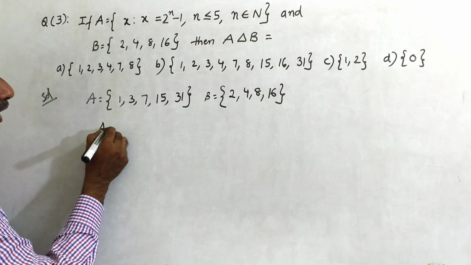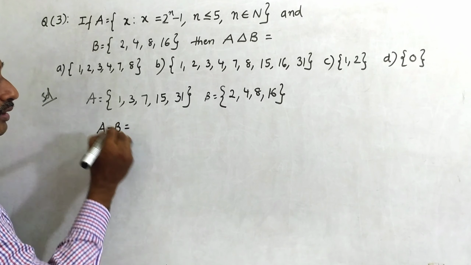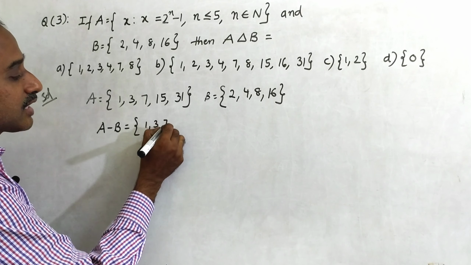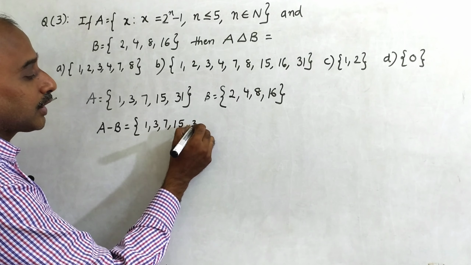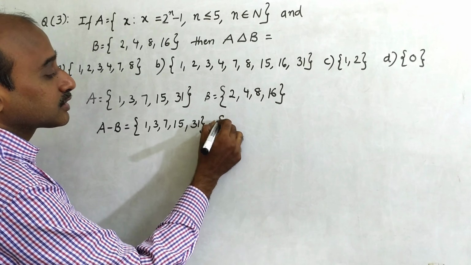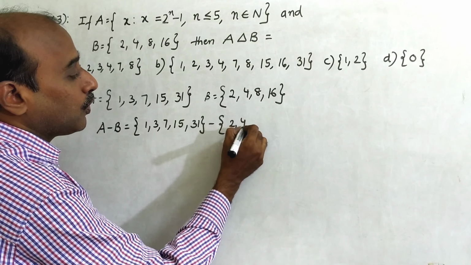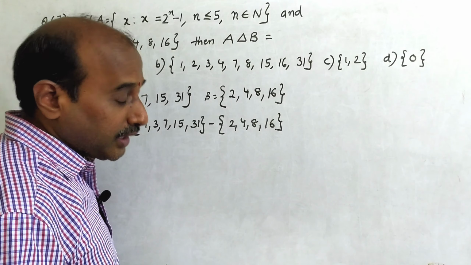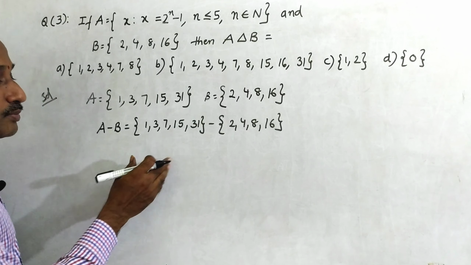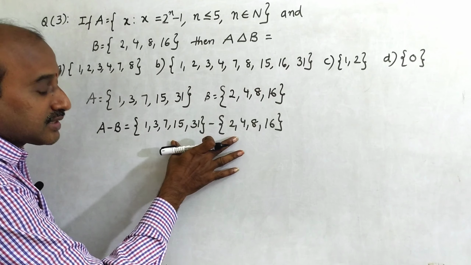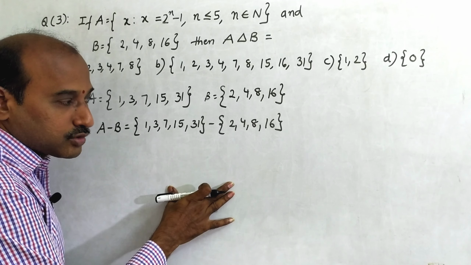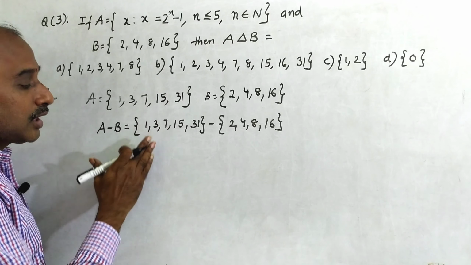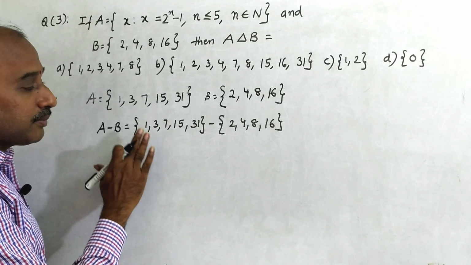So what is A minus B? You can write the set A: 1, 3, 7, 15, 31 minus B, which is 2, 4, 8, 16. Now how to find A minus B? A minus B means whatever common elements we have in both the sets, you have to remove. The remaining elements in A, that you have to write. That is nothing but A minus B.